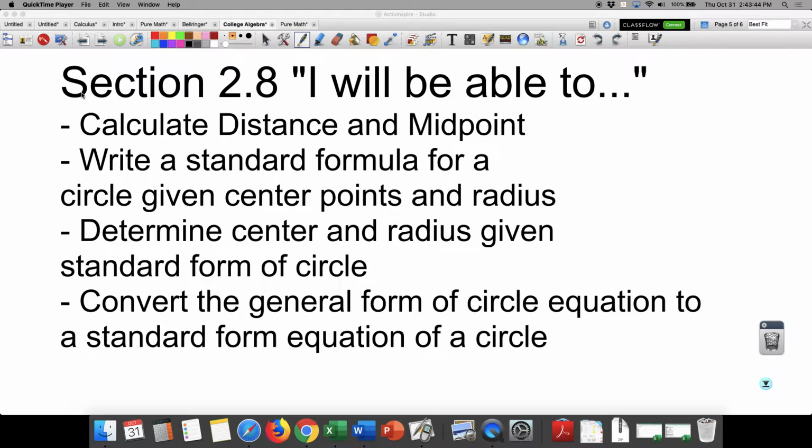Your objectives for this particular section will be to calculate the distance and midpoint between 2 points, write a standard formula for a circle given the center and the radius, determine the center and the radius given the standard form, and then convert the general form of a circle equation to a standard form equation.